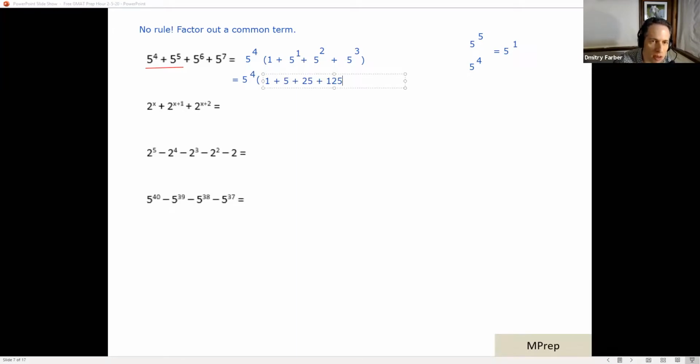Hey, these are small enough numbers now that I can handle them. 125 plus 25 is 150, 156. So that's 5 to the 4th times 156. I wouldn't be at all surprised if the GMAT gave you an answer in that format. If we had to, we could figure out what that is. It's ugly, but we'd at least have an idea.